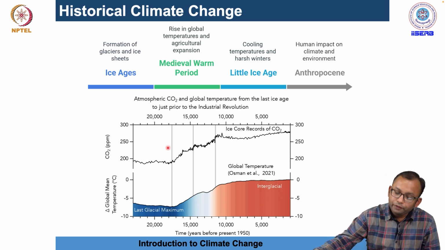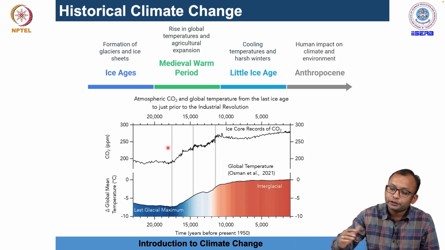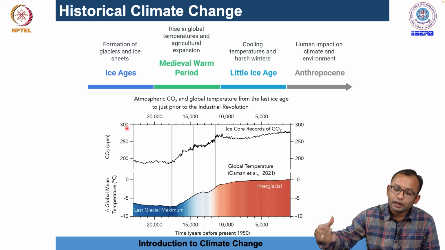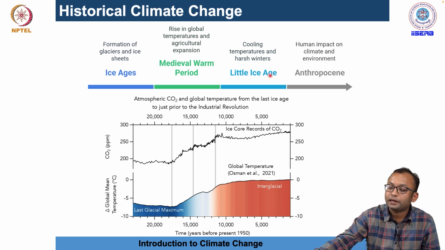If you talk a little more about the historical side, we have already seen several types of climatic events. For example, there is an ice age, the medieval warming period, the little ice age, and then we have the Anthropocene period.